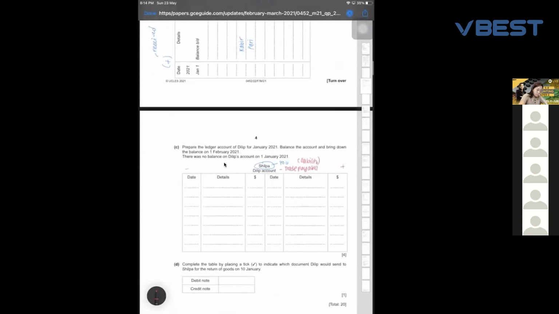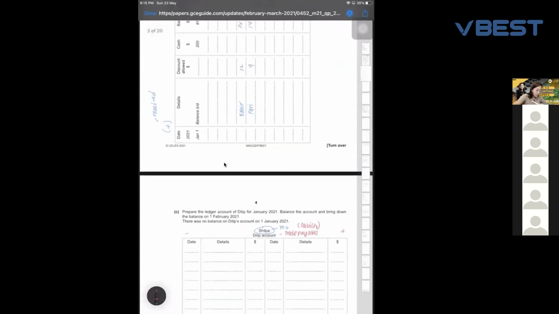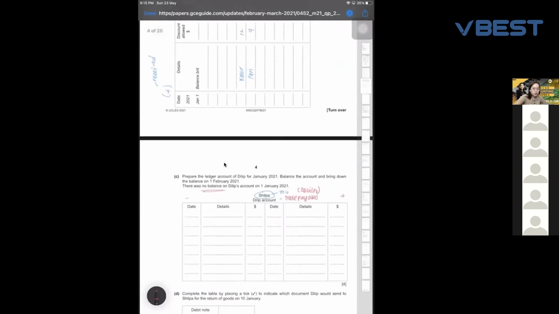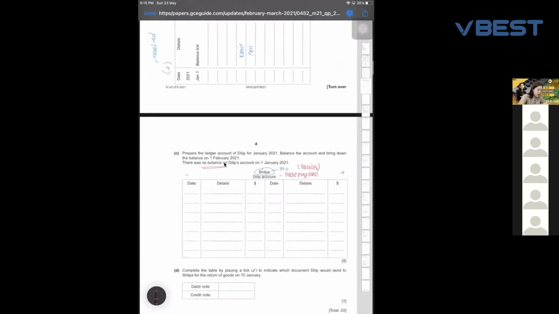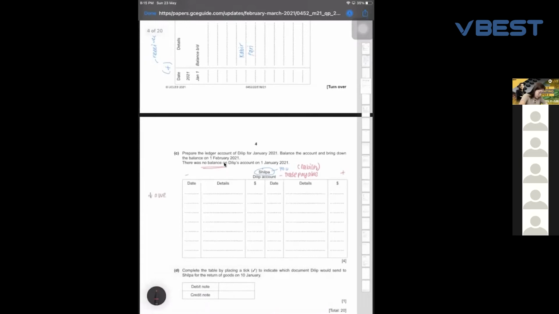Now what we're going to do next is, first, is there any balance breakdown? There's no balance breakdown because the question says no balance on the 1st January 2021. So we can start with the very first item, which is on the 3rd of January. You bought goods on credit. So you must remember, minus side means what? Minus side means that you owe less to your supplier.